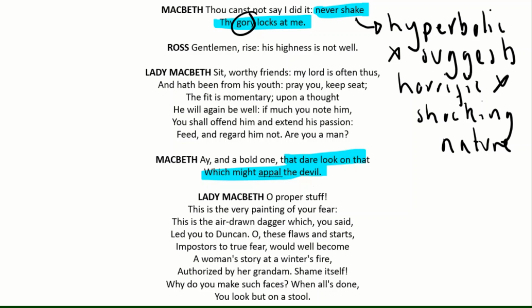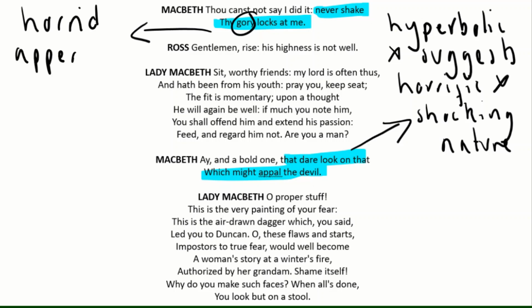Oh, apologies, I've done the wrong annotations here. So that's not linked to that one. It's linked to that one. So sorry. This one just references the horrid appearance of the ghost. Apologies, I hope that hasn't ruined your books. I know some of you will probably moan at me for doing that.